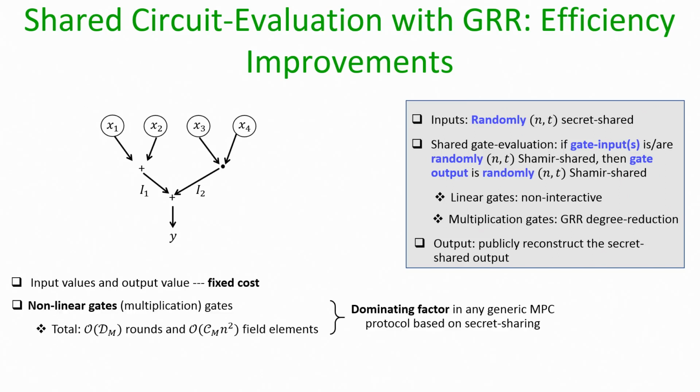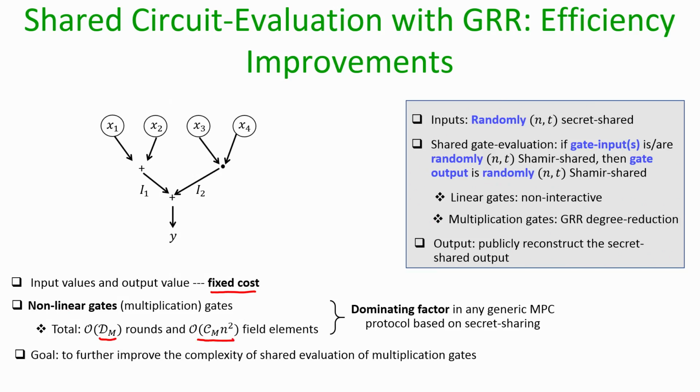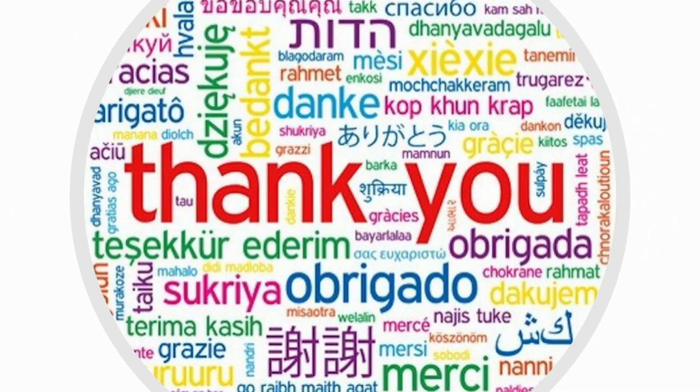To summarize, we have a fixed cost with the input and output gates, but for the nonlinear gates we require this many rounds and this much communication, and this is the dominating factor in any generic MPC protocol. So whenever we study a generic MPC protocol, the focus will be to reduce the communication and the number of rounds required to evaluate the multiplication gates in the circuit, and that will be the focus of our next lecture.